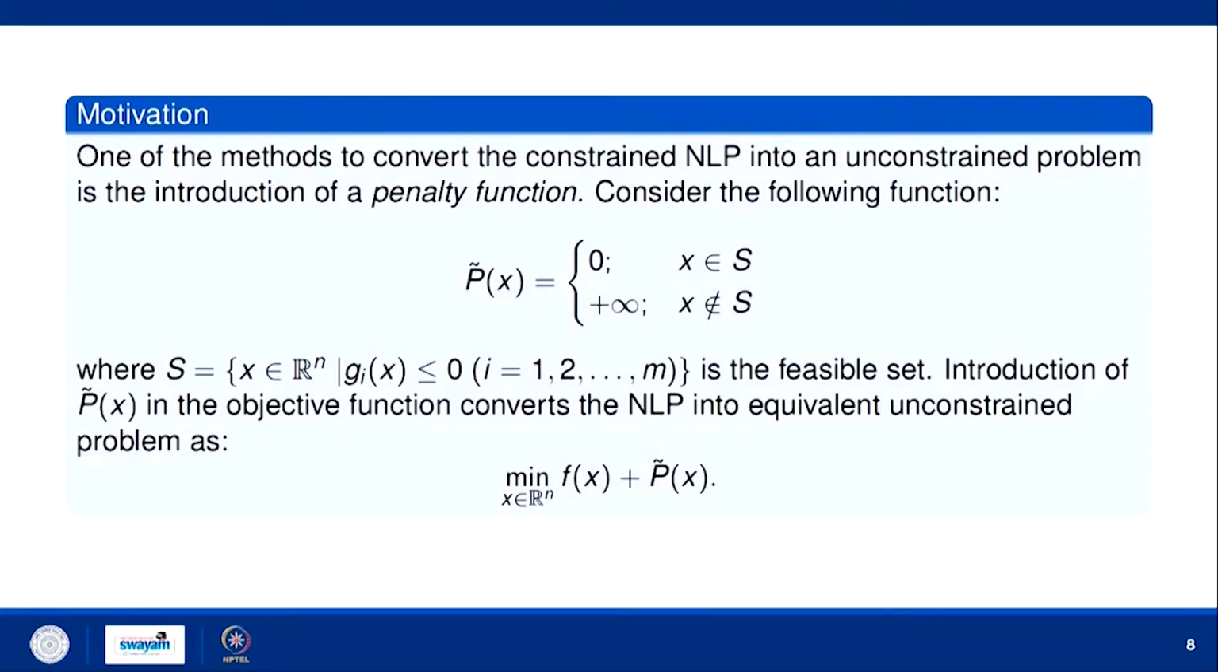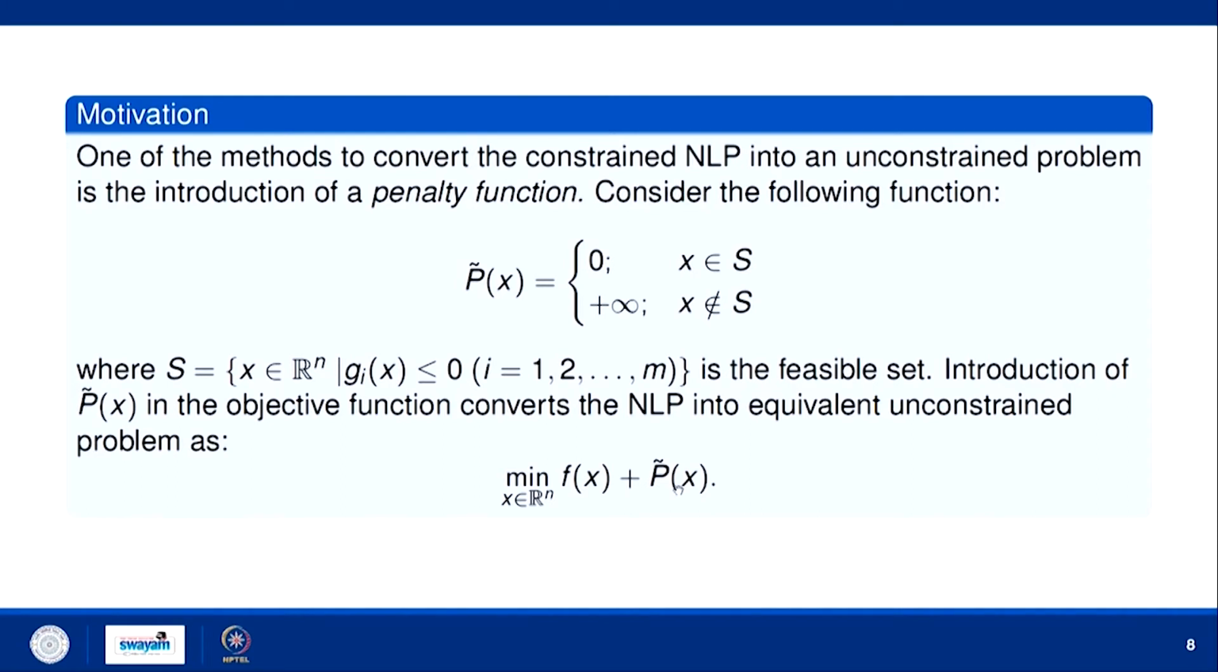Now, what is a penalty function? In a penalty function, what we do is define a function p tilde(x), which is 0 if x belongs to S. Here S is the feasible region, consisting of all x such that g_i(x) is less than or equal to 0 for all i, and it is infinity if x does not belong to S.